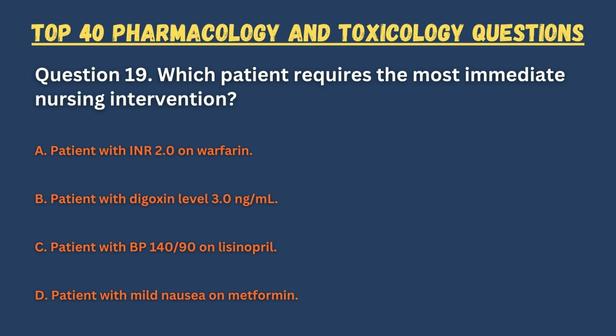Question 19. Which patient requires the most immediate nursing intervention? A. Patient with INR 2.0 on warfarin. B. Patient with digoxin level 3.0 nanograms per milliliter. C. Patient with BP 140/90 on lisinopril. D. Patient with mild nausea on metformin.